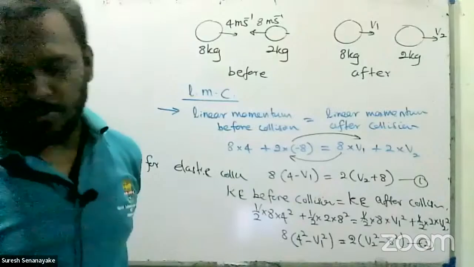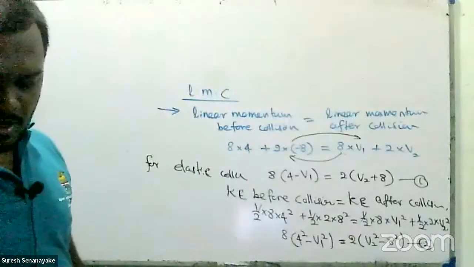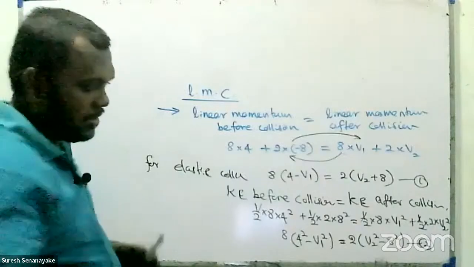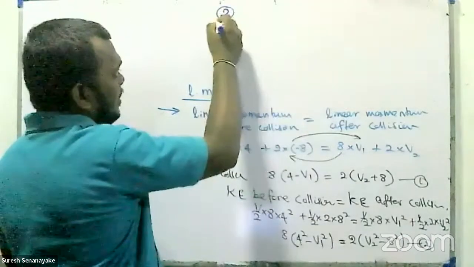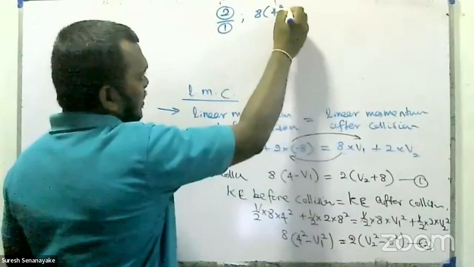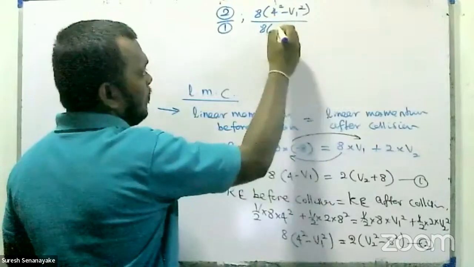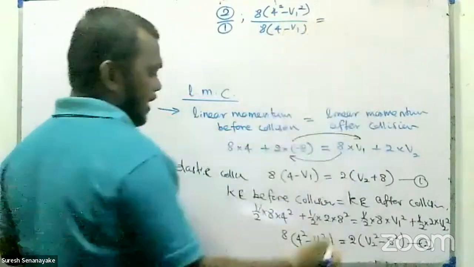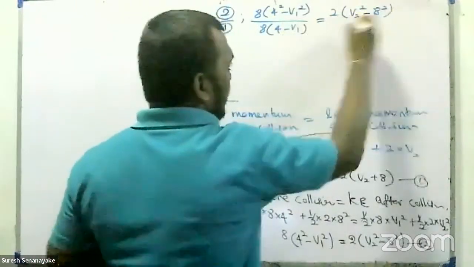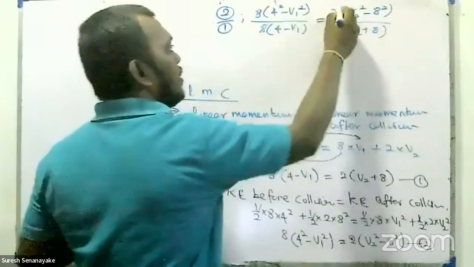Right. To erase this figure, no need this. If you find this, you can get the answers. Now divide the second equation by the first one. Here it is 8 divided by 4 squared minus v1 squared, so divide by 8 and 4 minus v1. This side is 2 times v2 squared minus v2 squared, and this is 2 times v2 plus 8. The 2 and 8 and 2 cancel.